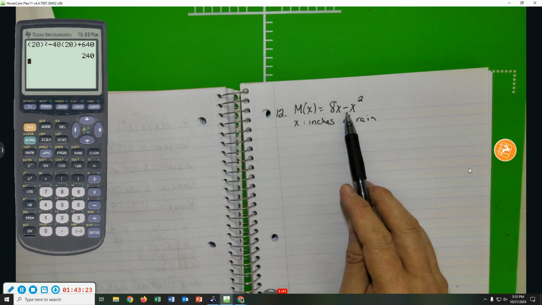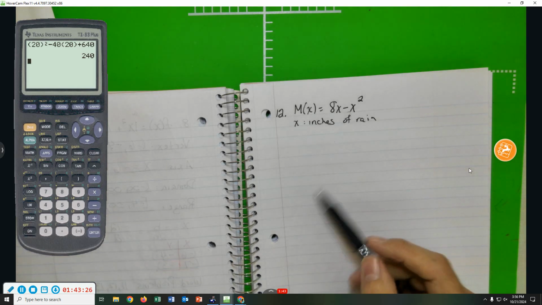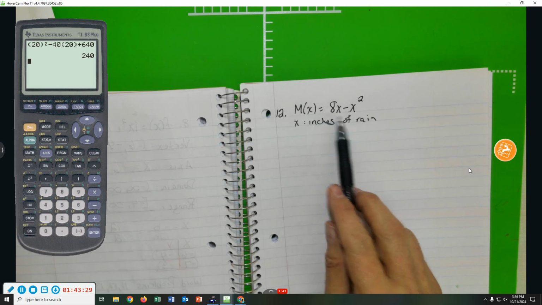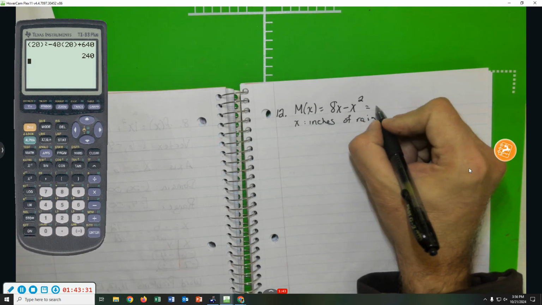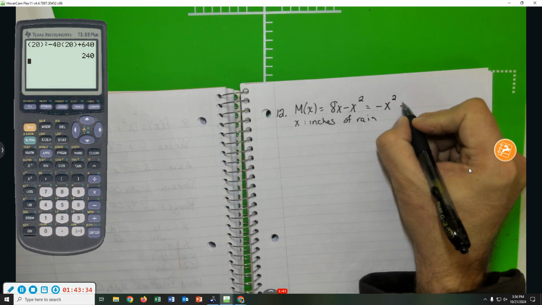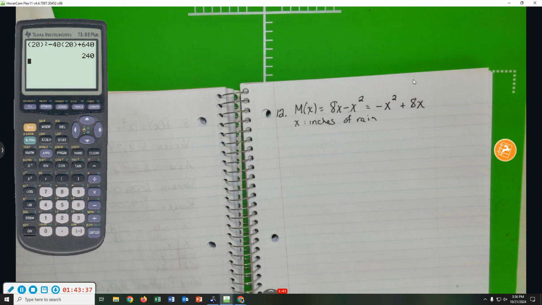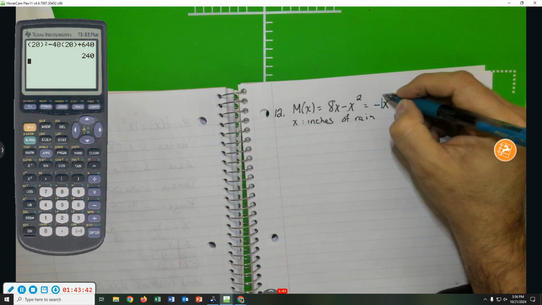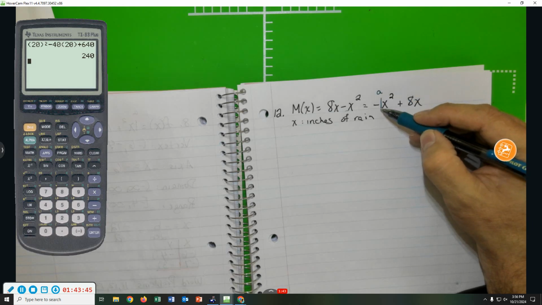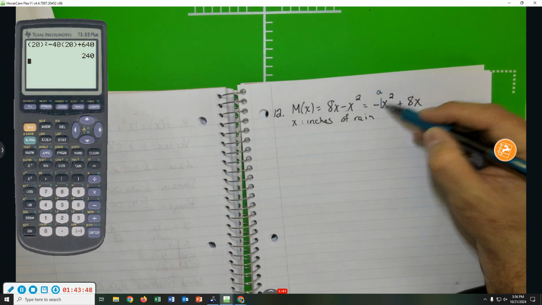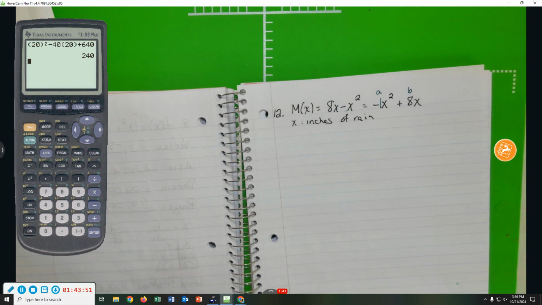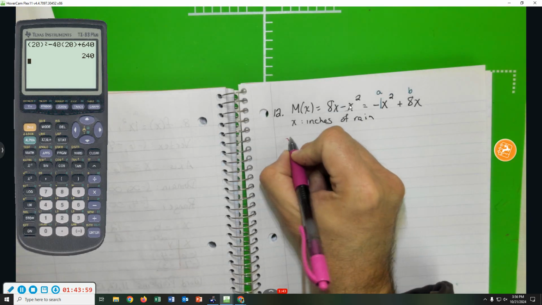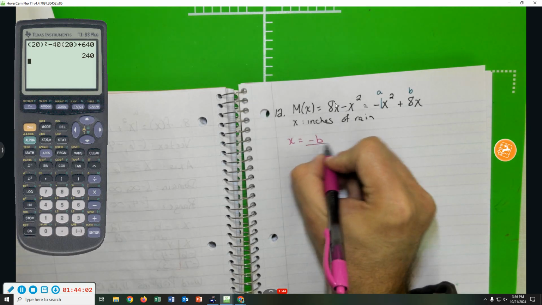But what do we dislike about that function? Is it in standard form? What's A? I'd rewrite it in descending order. Put the x squared term and then the x term, because we're going to need to know the A and B values. See, A is -1, B is 8. A is the coefficient of x squared. It doesn't matter if it wasn't written first. B is the coefficient of just x.